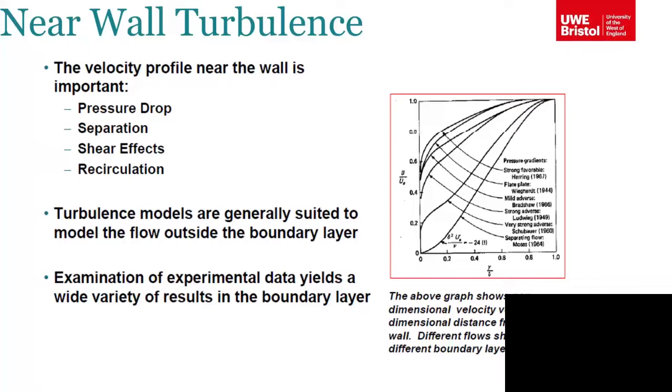So these are the examples. This is a pressure drop, separation, shear effect, recirculation, etc., for different types of turbulence. So velocity profiles, near wall velocity profiles.